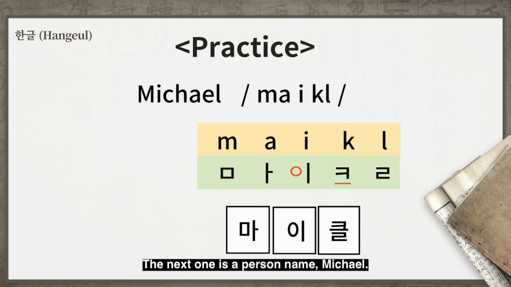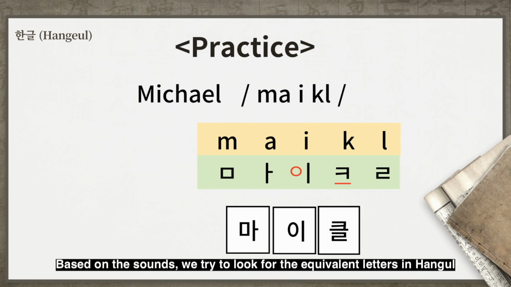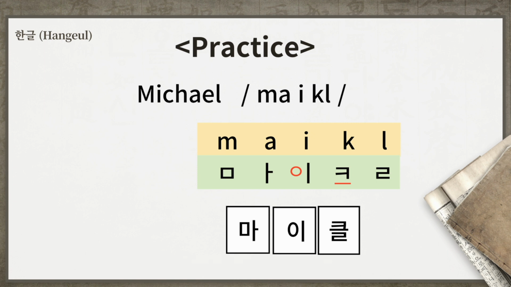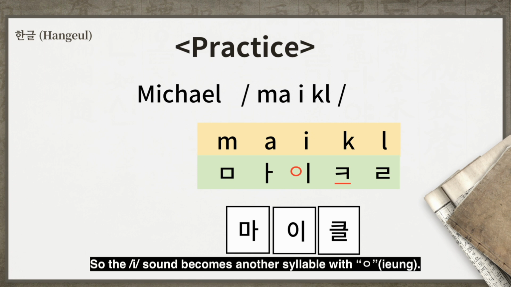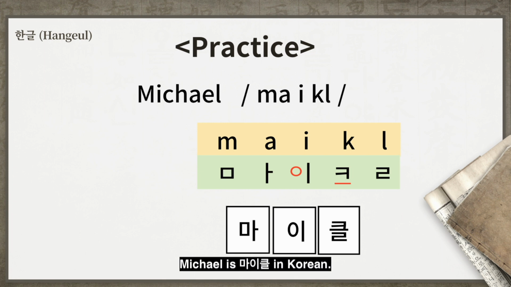The next one is a person named Michael. As you notice, we look at the sounds, not the actual spelling. Based on the sounds, we try to look for the equivalent letters in Hangul. Another thing to note is how counting syllables differ in English and Hangul. For example, Michael is a two-syllable word, but it takes three syllables in Hangul because I and E are considered two different sounds. So the E sound becomes another syllable with ieung. Michael is Michael in Korean.